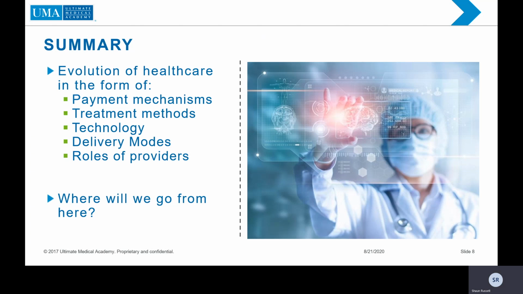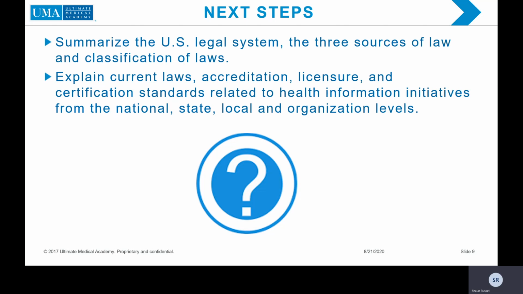So where will we go from here? Okay, so the next steps, in the next videos, we're going to summarize the U.S. legal system, the 3 sources of law and classification of laws. Then we're going to explain current laws, accreditation, licensure, and certification standards related to health information initiatives from the national, state, local, and organizational levels.